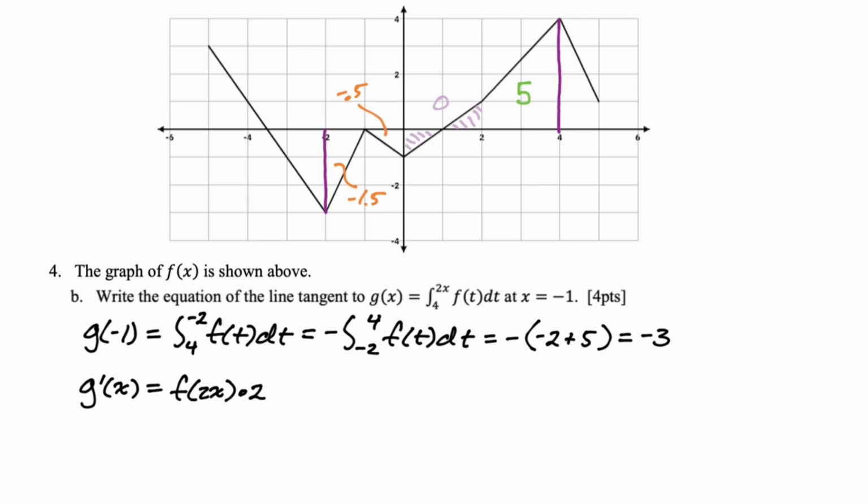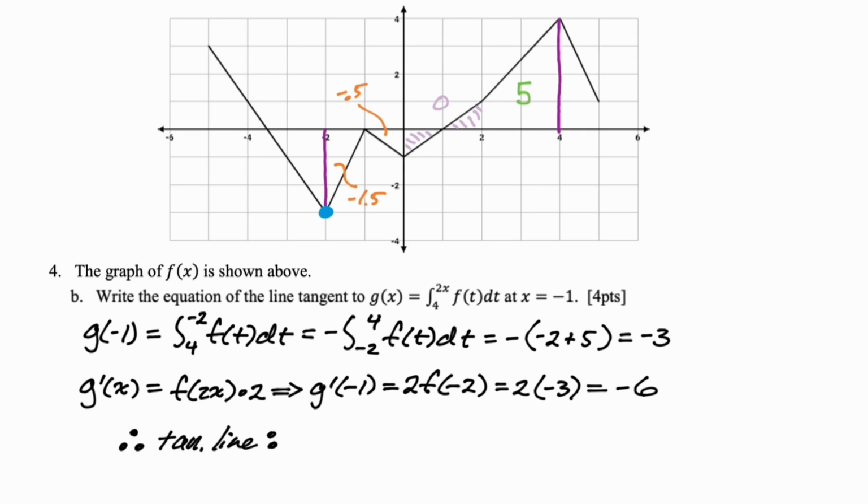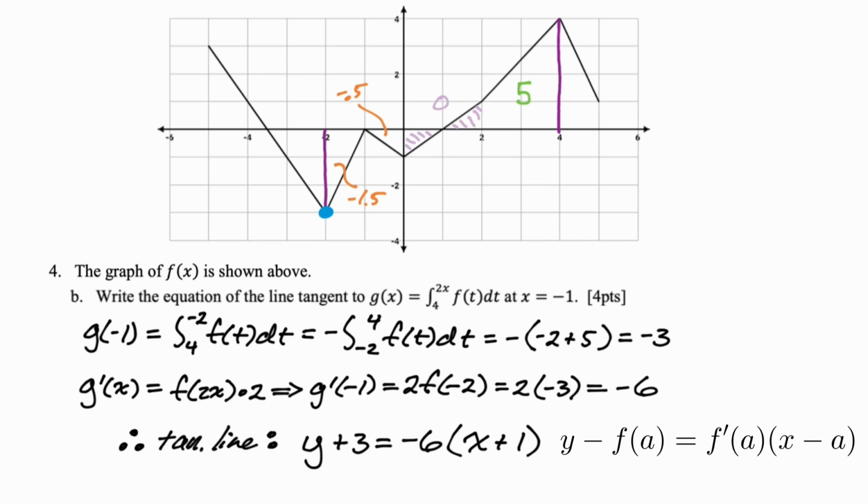And now we need to find g prime of -1. So g prime of -1. I'm a big fan of writing out all of this work. I think you should. So this will be 2 times, so we need f of -2. f of -2 you can see is -3. So this will be 2 times -3, which is -6. And now we are ready to write the tangent line. So therefore our tangent line, point slope form, write it down, don't look back.